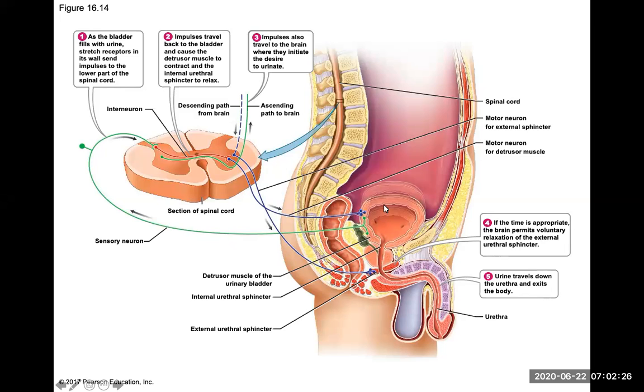When the bladder gets full, it sends a stimulus to your nervous system, which tells it, hey, the bladder's full, it's time to release it. And that internal urethral sphincter will relax to release the urine flow. The external urethral sphincter, then, is what you control to release the flow of urine out of the body.